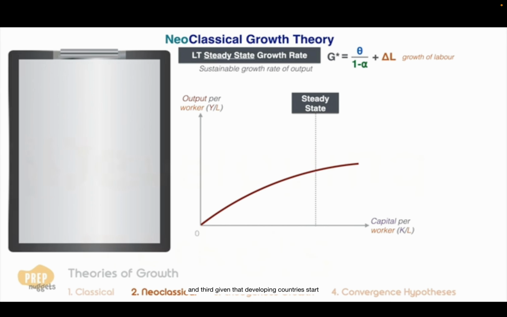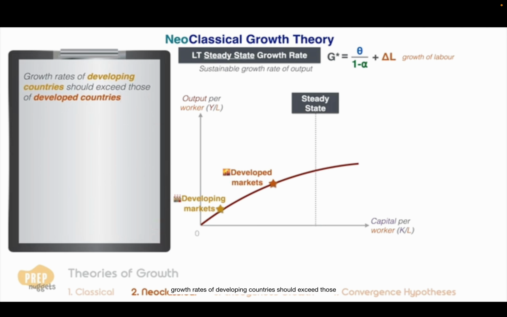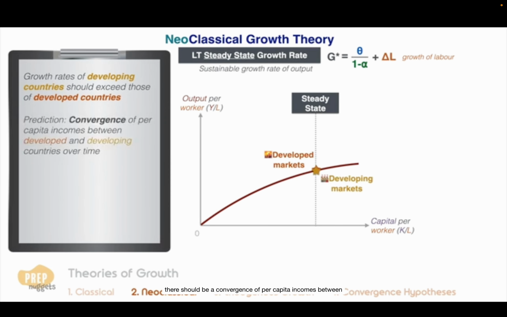And third, given that developing countries start at a lower capital to labour ratio than developed countries, the growth rates of developing countries should exceed those of developed countries. As a result, the neoclassical model predicts that there should be a convergence of per capita incomes between developed and developing countries over time. We'll discuss more about this convergence at the end of this lesson.